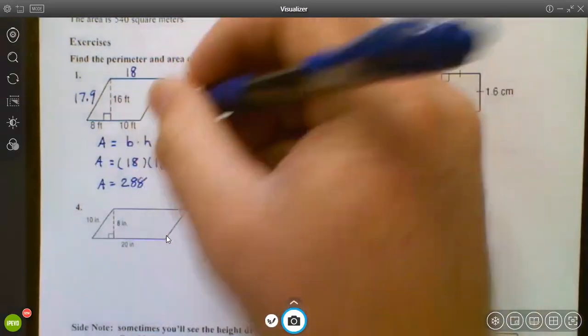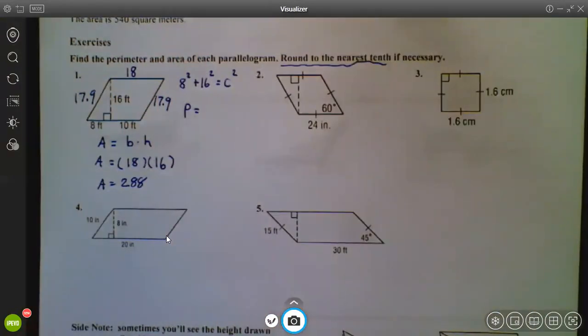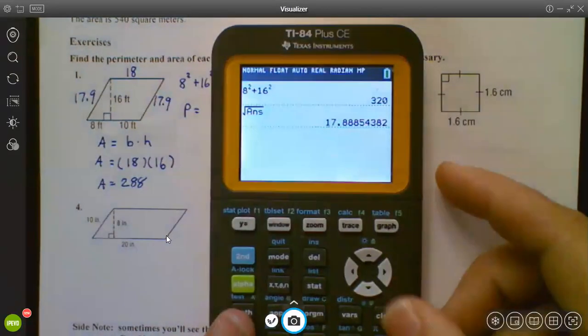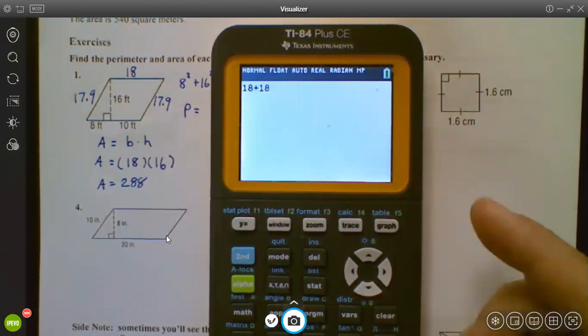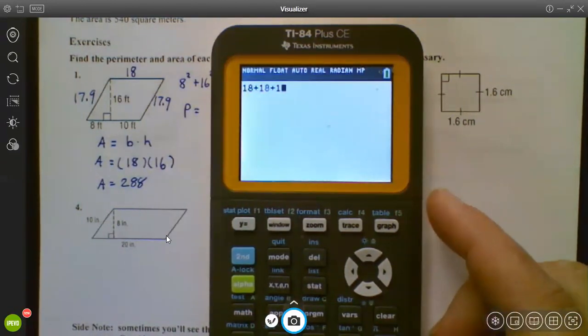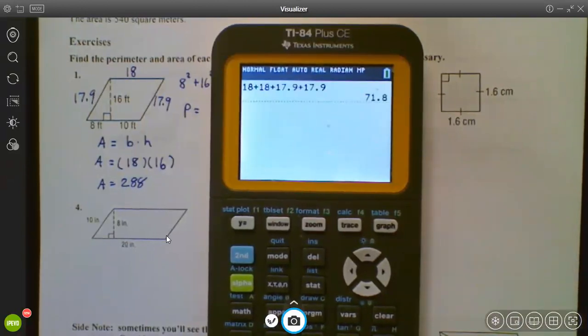So now it's just a matter of finding the perimeter. All we've got to do is add all 4 sides together, right? So it would look something like this. I've got the top and the bottom, and then I have the left and the right. So we get a perimeter of about 71.8.